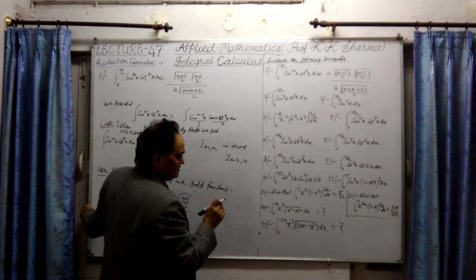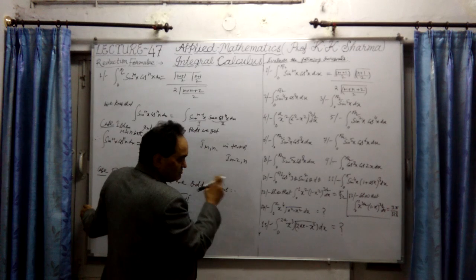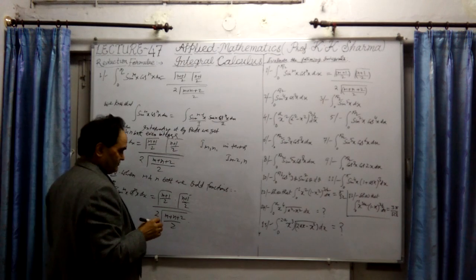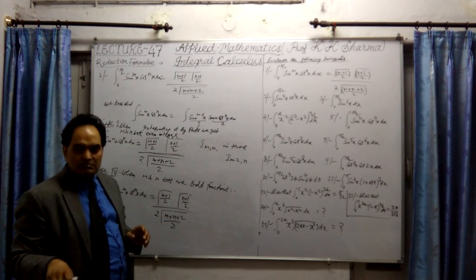If I put here limits 0 to pi by 2, at pi by 2 the value is 0, but with the minus sign before it, it will be 1. The last value will be 1. In this way, the same expression will be obtained. So all the four cases you have to know about.